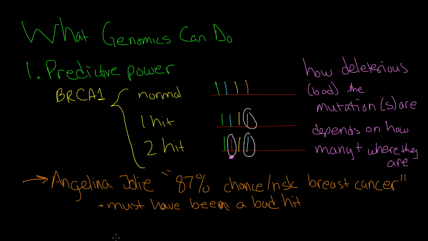Okay, and just to emphasize again, not all hits are the same. So for Angelina Jolie, her risk of 87% is based on the mutations in her BRCA1 gene. This is a personalized medicine analysis because someone else with the same number of mutations may not have the same risk, depending on where their mutations are.